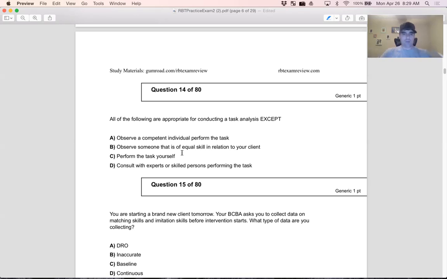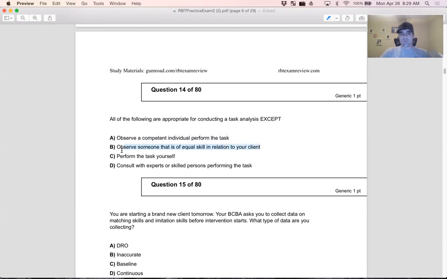Of course. Who better than the experts? If I want to teach somebody to swing a baseball bat, consulting with an expert or somebody very skilled at swinging a baseball bat would be a great person to ask, hey, what is the best way to chain this behavior? How do you perform this task most efficiently? So A, C, and D are all acceptable.